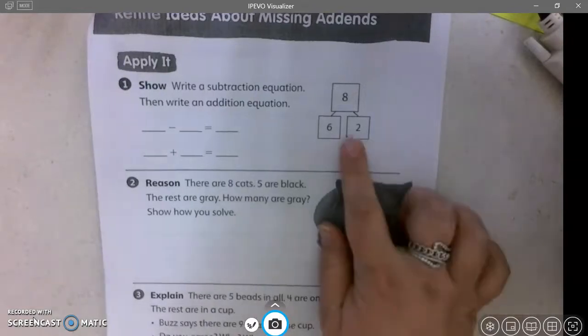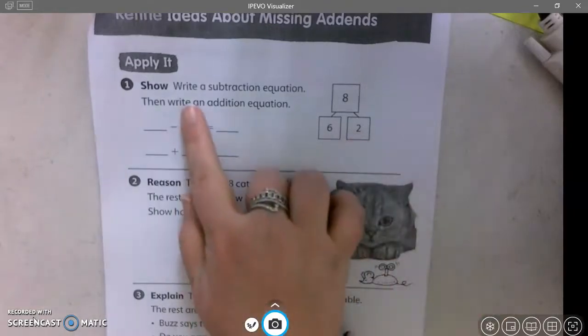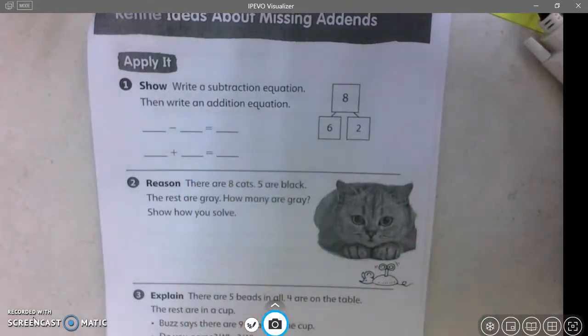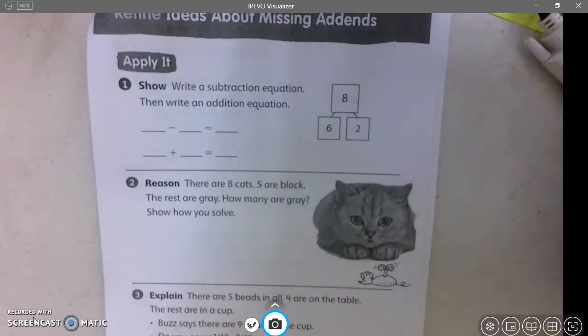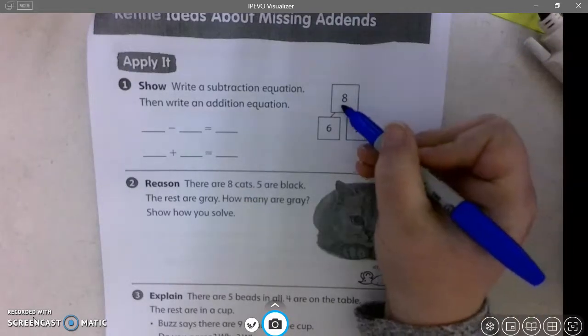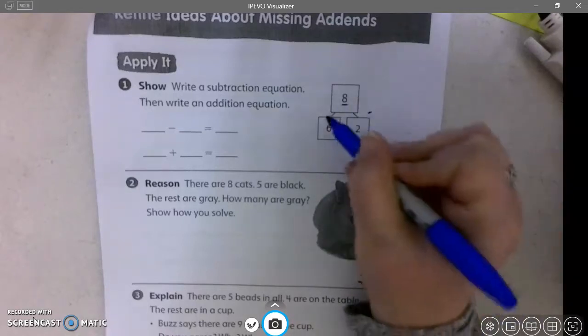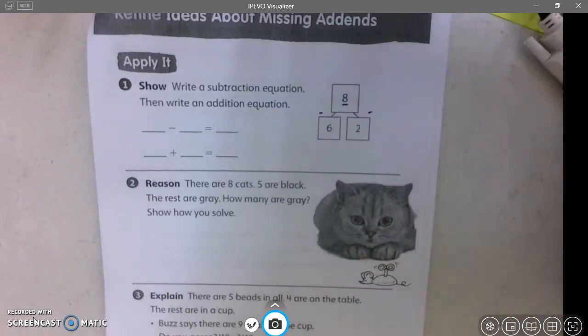We're looking at this number bond, and it says write a subtraction equation and then write an addition equation. So this is the same thing that we practiced last week. Remember that there are 4 equations that go along with our number bonds. The subtraction equation always starts with the whole and then goes to the part. So there's 2 subtraction equations that you can choose. I want you to go ahead, try to think of one, and remember that it only uses these 3 numbers.